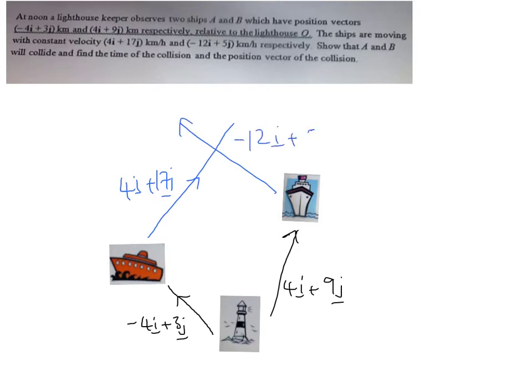-12i plus 5j. So he starts off here at time 0. At 1 o'clock in the afternoon he's there. 2 o'clock in the afternoon he's there.